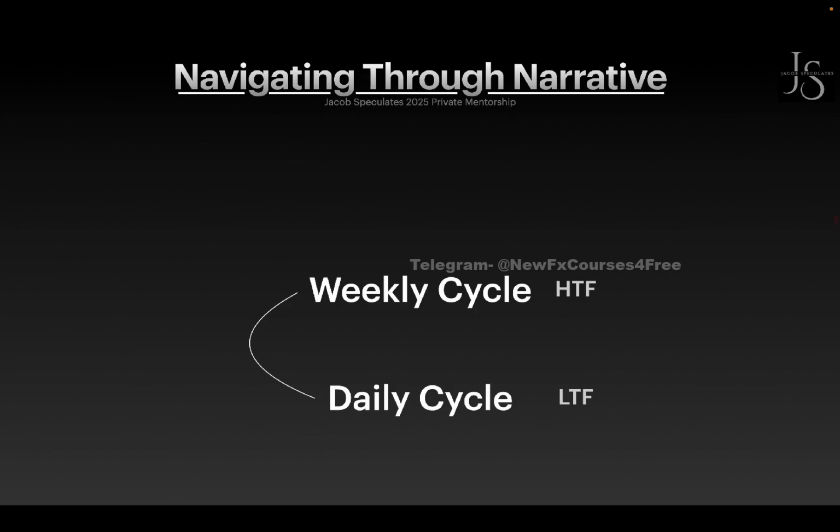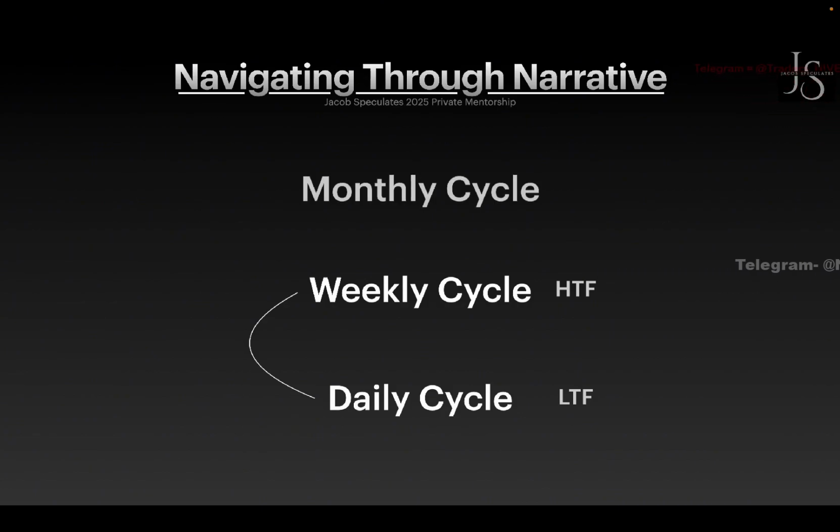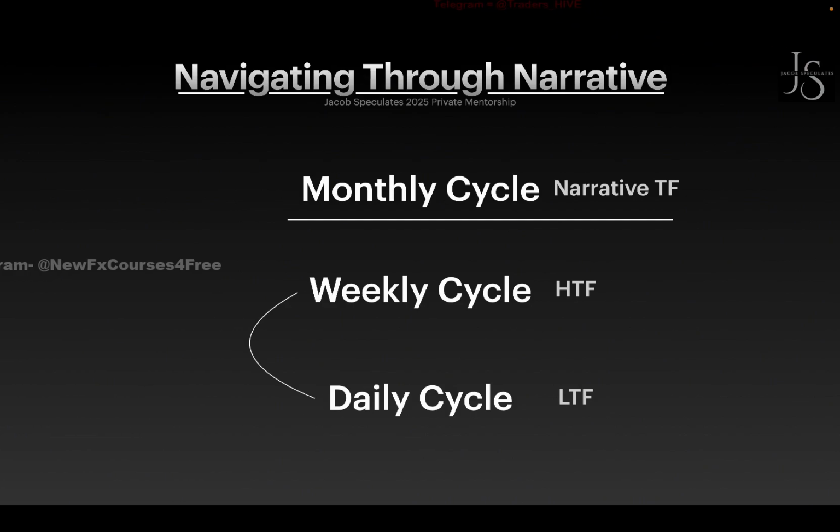So we frame reversals and retracements off of those two time frames, but to gauge actual higher time frame narrative and understand where the market should flow overall, we use the monthly cycle as our narrative time frame. So let's say a monthly cycle SMT forms. That will be a pretty important higher low that is likely to stay intact for a while, and we use the weekly and daily cycle to navigate through that run for reversals and retracements.